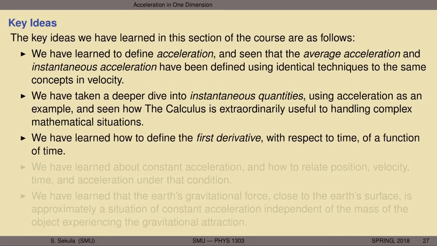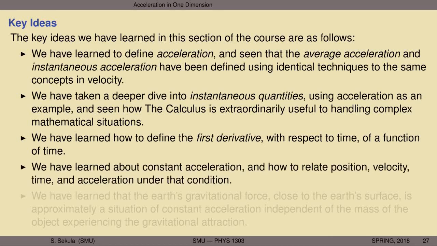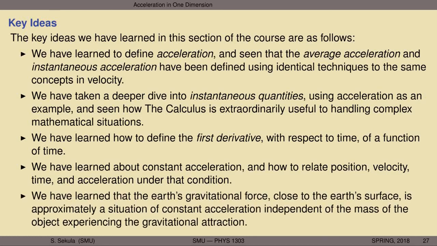We've learned how to define the first derivative with respect to time of a function of time. The function of time we have considered is velocity. We have learned about constant acceleration and how to relate position, velocity, time, and acceleration under that condition. At least we've seen the equations that do it. You will get more practice and insight from the reading, from class, and from homework. And we have learned that the Earth's gravitational force close to the Earth's surface is approximately a situation of constant acceleration that is independent of the mass of the object experiencing the gravitational attraction. And this concludes this lecture on acceleration and concepts related to acceleration in motion.